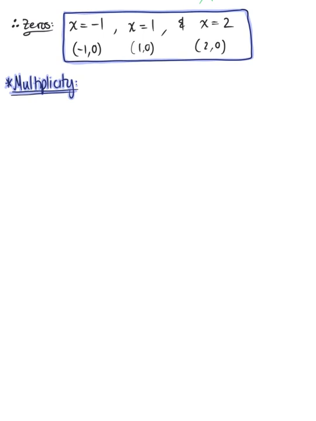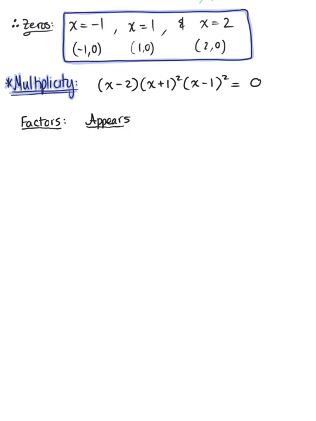we want to begin by thinking about that reduced polynomial. So we had x minus 2 multiplied by x plus 1 squared multiplied by x minus 1 squared is equal to 0. So again, in order to classify this multiplicity, we need to think about each one of the factors that's going to appear here. And we also need to think about how many times they appear. Once we have the factors and the total number of times that each factor appears, then we'll be able to make our multiplicity conclusions. So here we go.